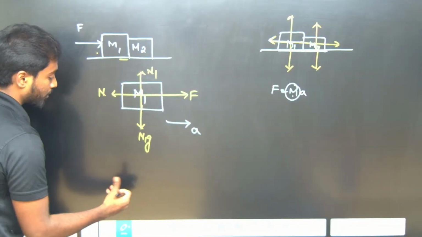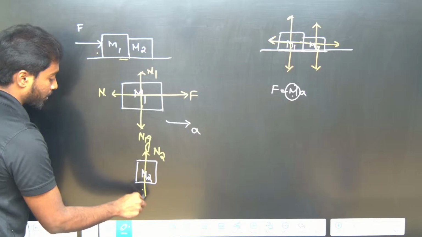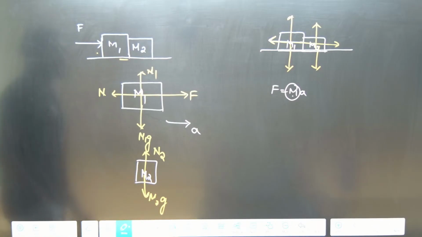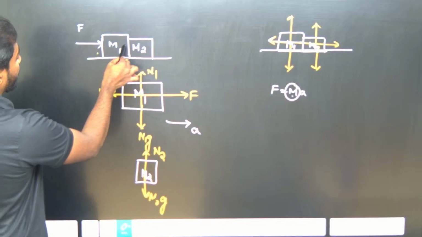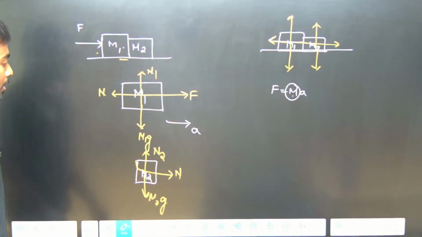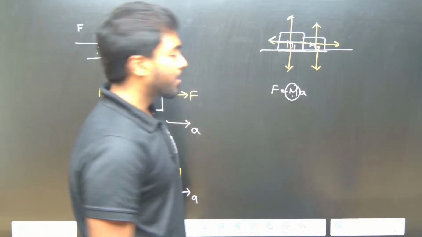Now for m2 we will draw the diagram. For m2, normal N2 is there, and m2g is there. Now if I see the condition, m1 is there and m2 is there, both are attached. So because of m1 one normal force will be there, this is N. And for this also the acceleration is in this direction only. Now I need to write the equations, right?